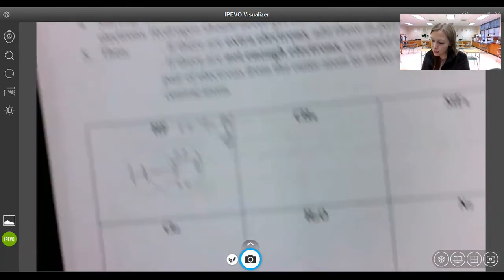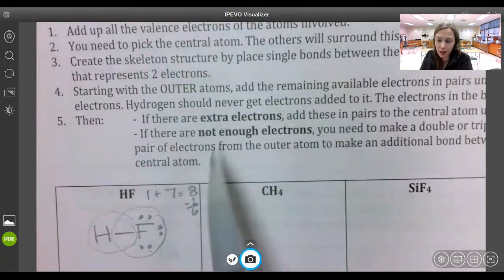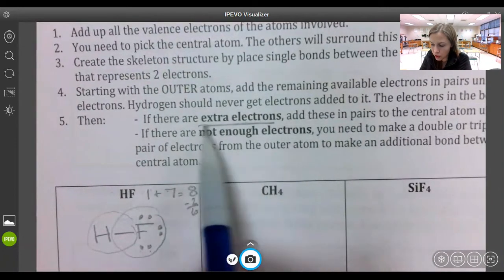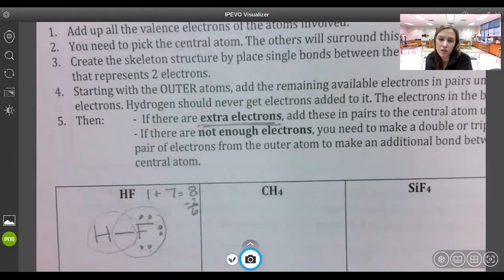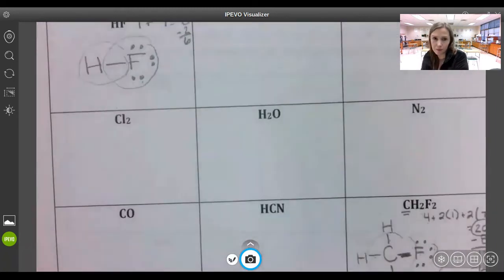So let's deal with some in step 5 up here that I have, that when you do that and you fill up the outer atoms, well, what do you do when you still have extra electrons? Okay, and there are things that still don't have a complete octet. So let's go ahead and take a look at, in that case, water.